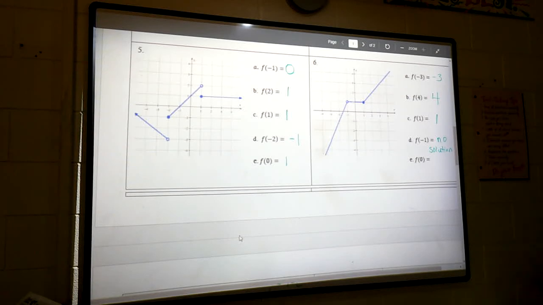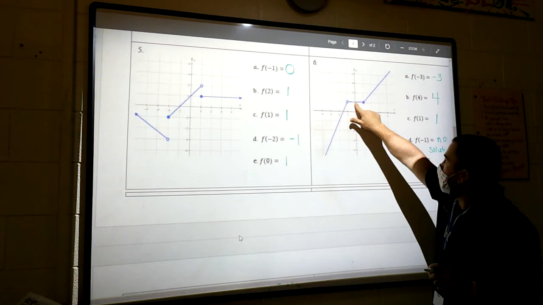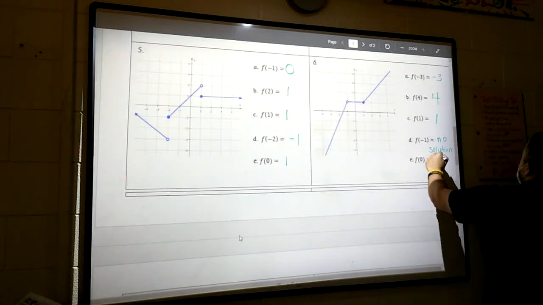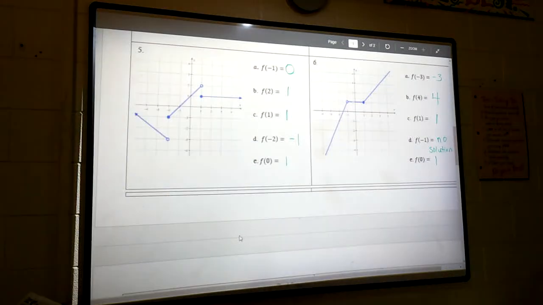And the last one is f of 0. If you stay at 0, your graph is right here at 1. So those are all your possible answers for the graphs. That's the only thing that can happen. If you have an open circle right at the number, then it's no solution. But if you have anything else, you just look and see where your graph's at, and that will tell you your answer for that part. So that's how you want to do questions number 7 and 8 also.